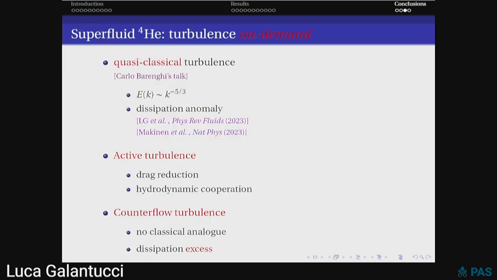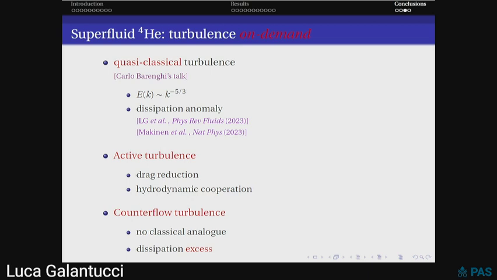So I would like to stress that superfluid helium can be seen a bit like a platform to create turbulence on demand. If you recall Carlos Barenghi's talk yesterday, we can have systems where turbulence is quasi-classical. So you have a Kolmogorov spectrum, and you're also able to observe the dissipation anomaly, which is typical. I mean, it's the zeroth law of classical turbulence, and it's observed numerically. We have done it this year, but also in experiments done in Helsinki.